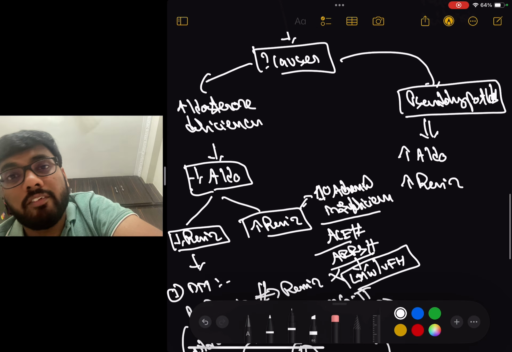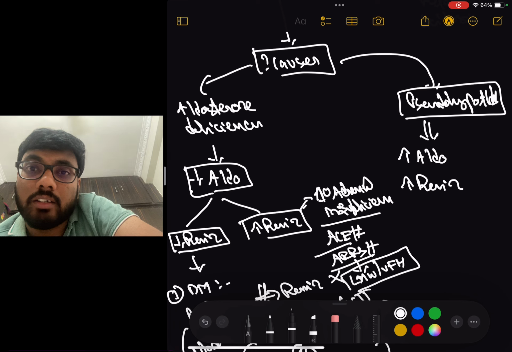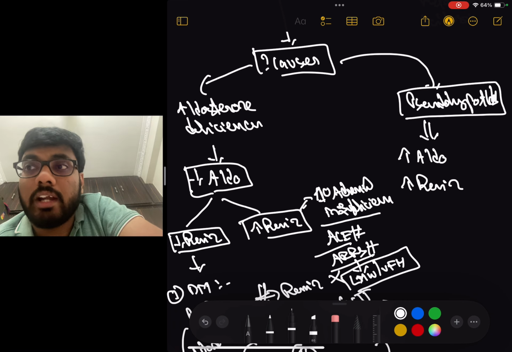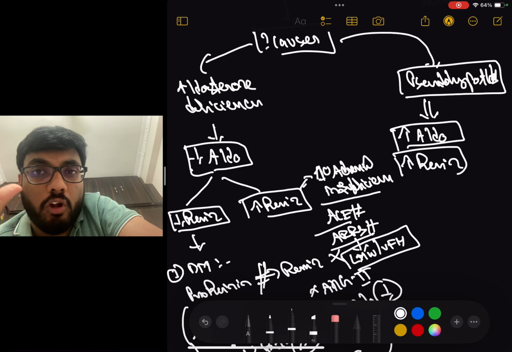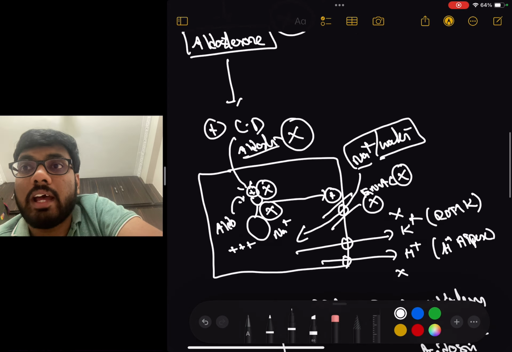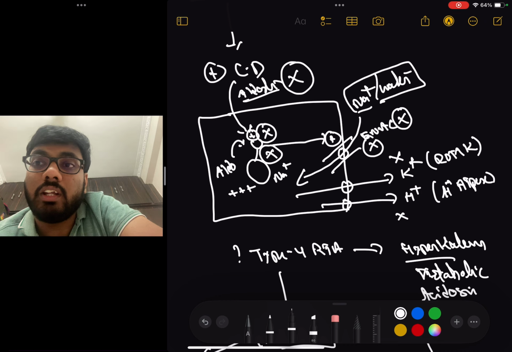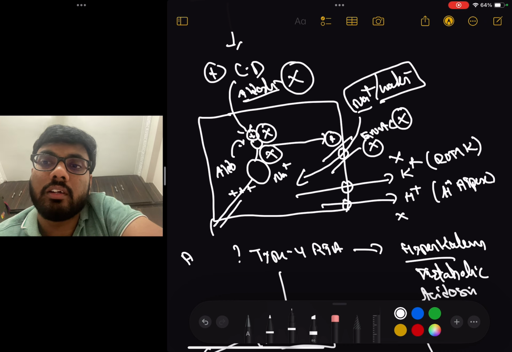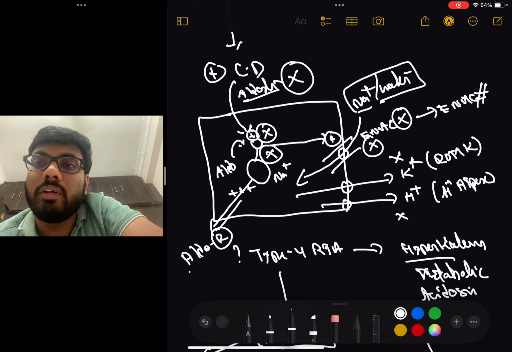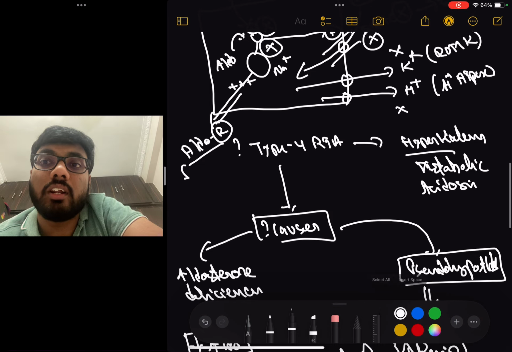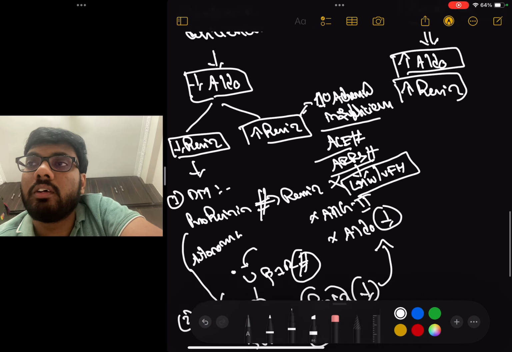Suppose you are having hyperkalemia and type 4 RTA, that is metabolic acidosis, and aldo is elevated, renin is elevated. That means what? The adrenal cortex is normal, renin secretion is also normal. The defect lies where? In the aldosterone receptor or in the ENaC channels. That means the aldosterone receptor is blocked. Using which drugs? Aldosterone receptor blockers such as spironolactone.